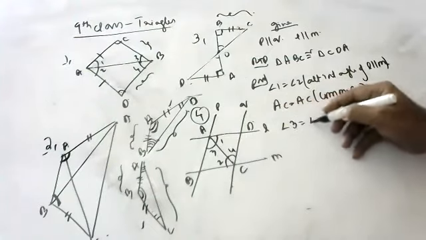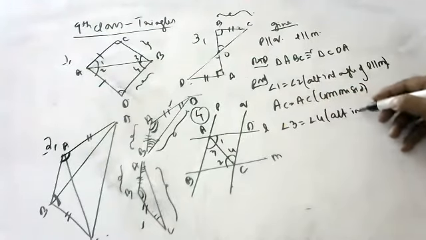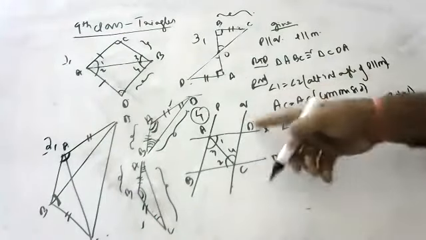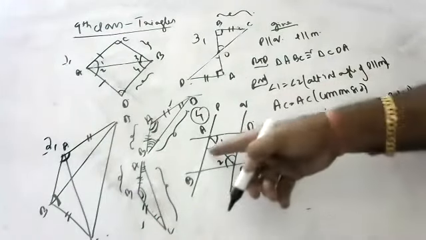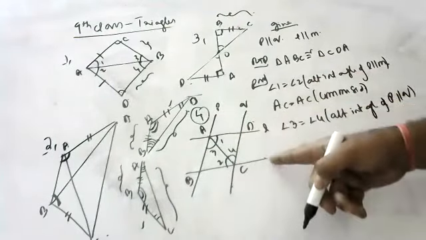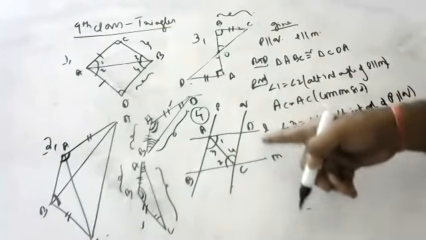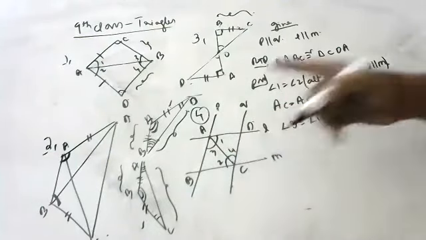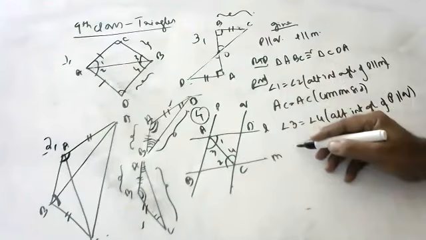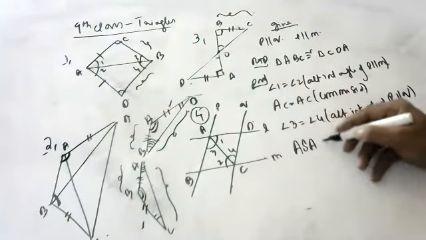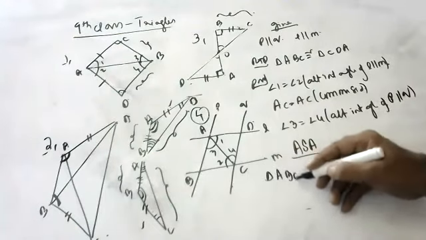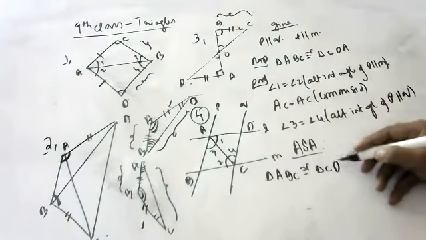In the same way, angle 3 is equal to angle 4. Why, children? Alternate interior angles of P parallel to Q. 3 and 4 are equal because P is parallel to Q. 1 and 2 are equal because L is parallel to M. By which congruency, anyone? By ASA congruency, triangle ABC is congruent to triangle CDA.